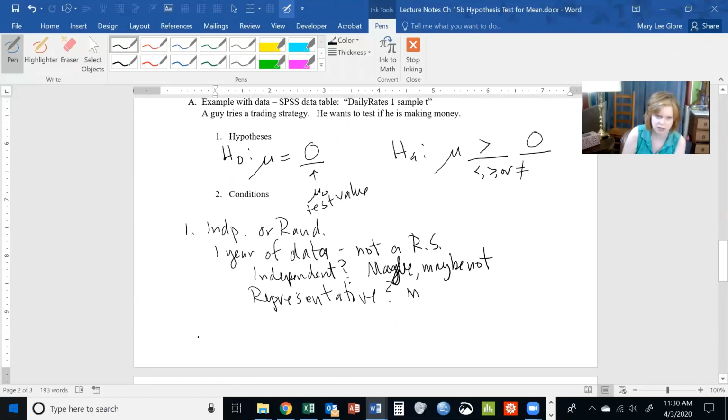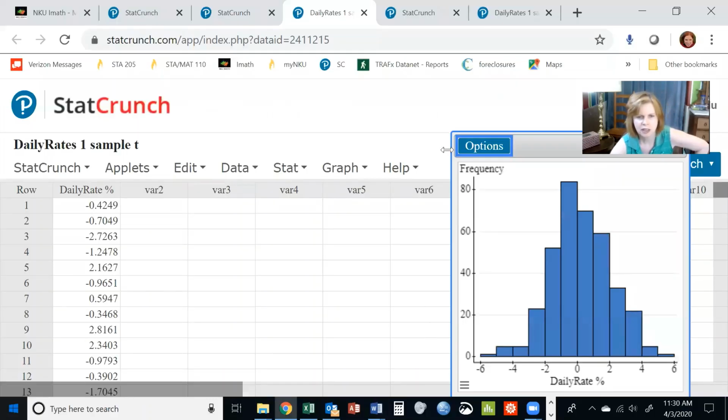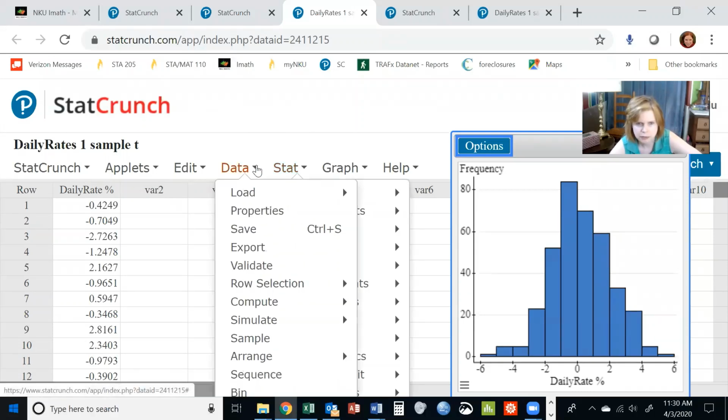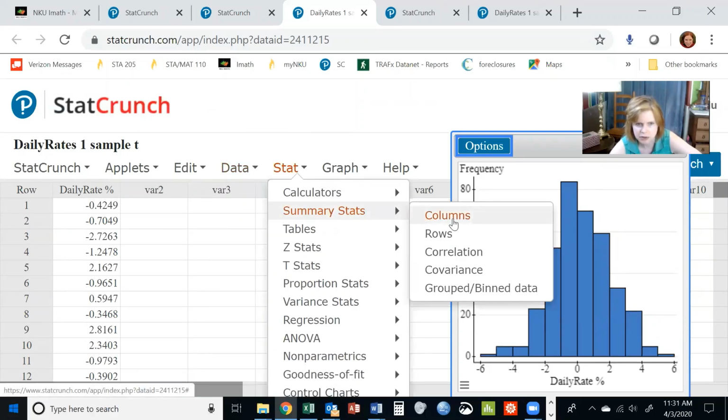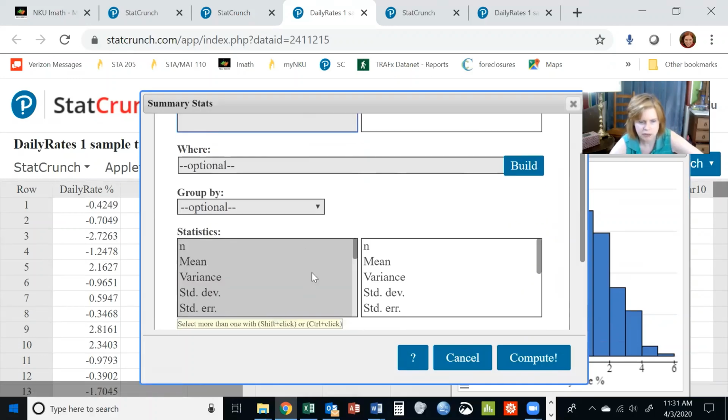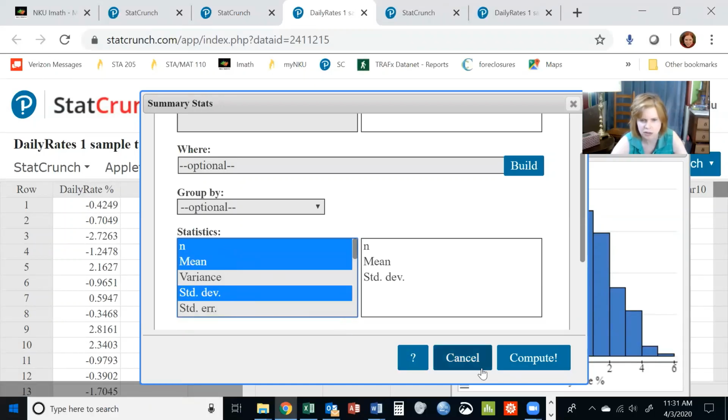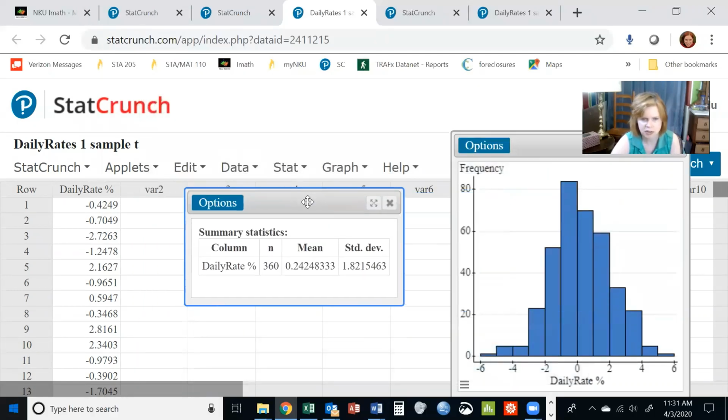The size condition, which by the way, the homework calls the almost normal condition. We have to look at a histogram. While I'm here, I will get some summary statistics because I want to know how many observations I have. So I'm going to select N as the sample size, and use the control key to select the mean and the standard deviation, because those are the three things we need for a test. All right, so we have 360 data points.